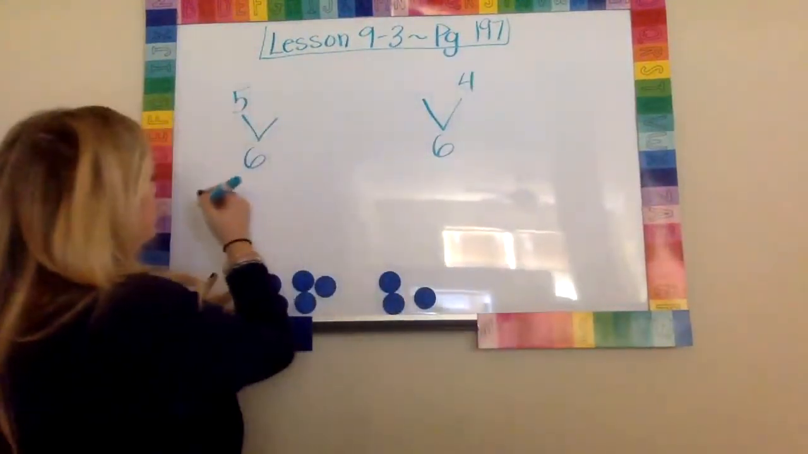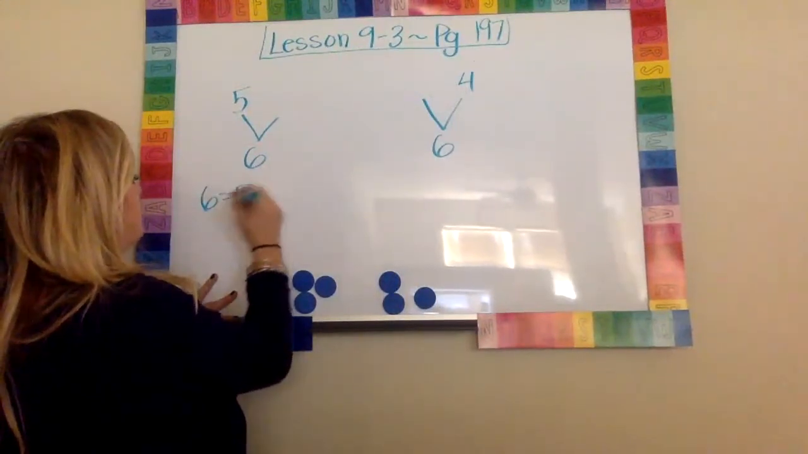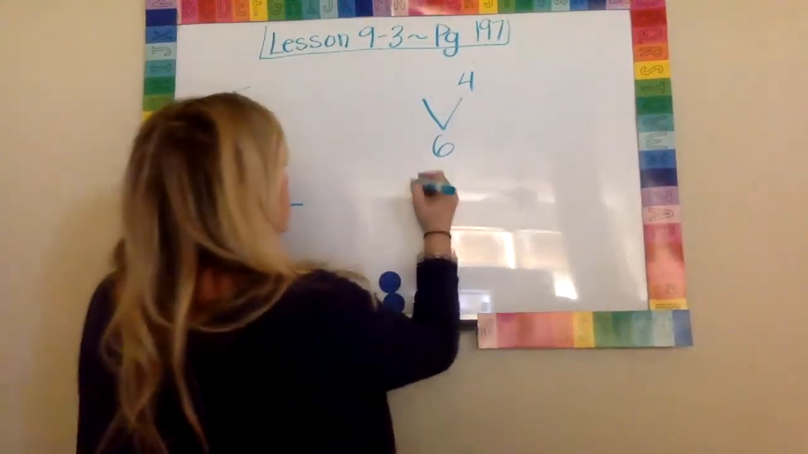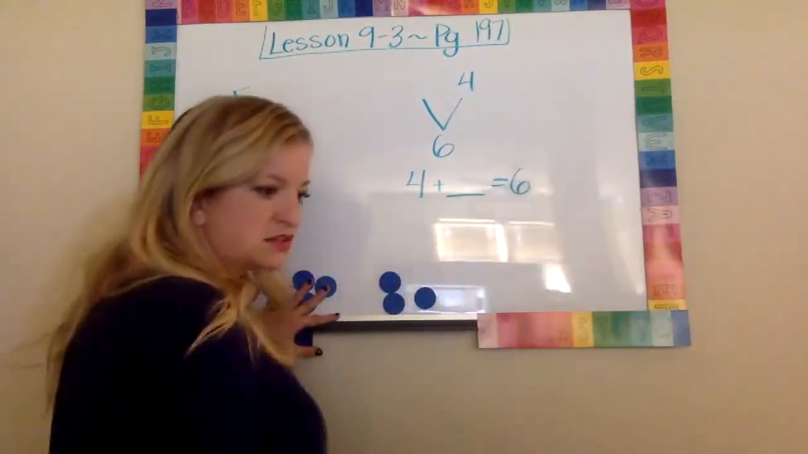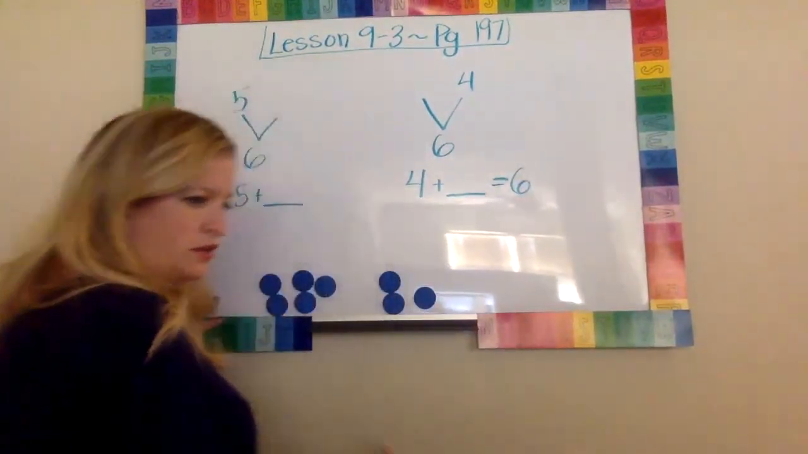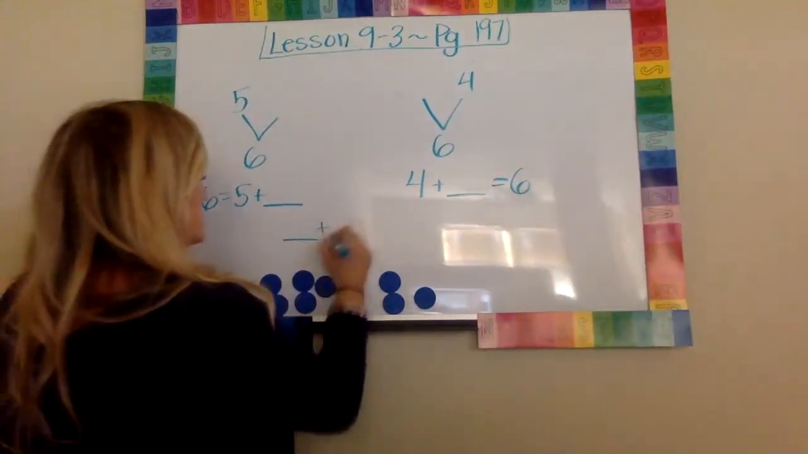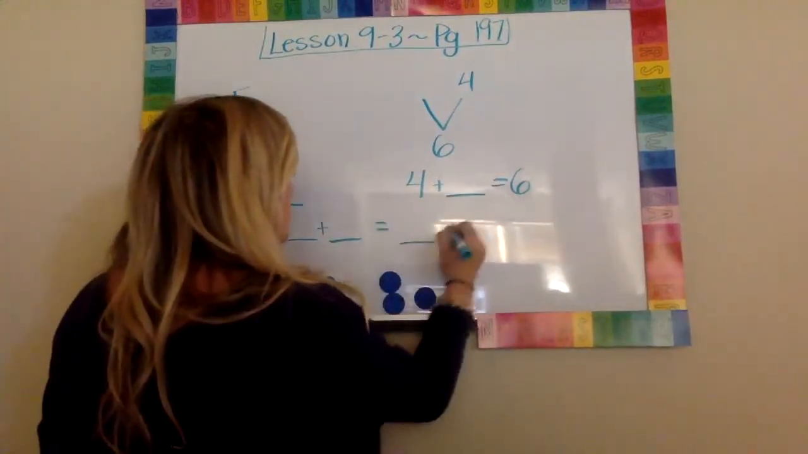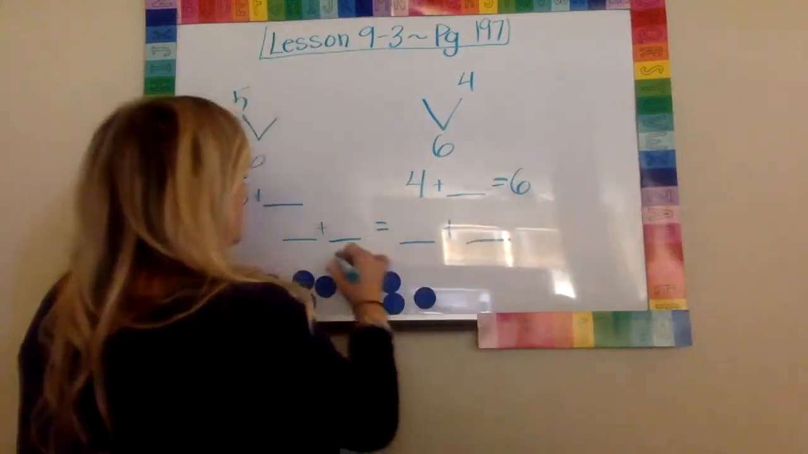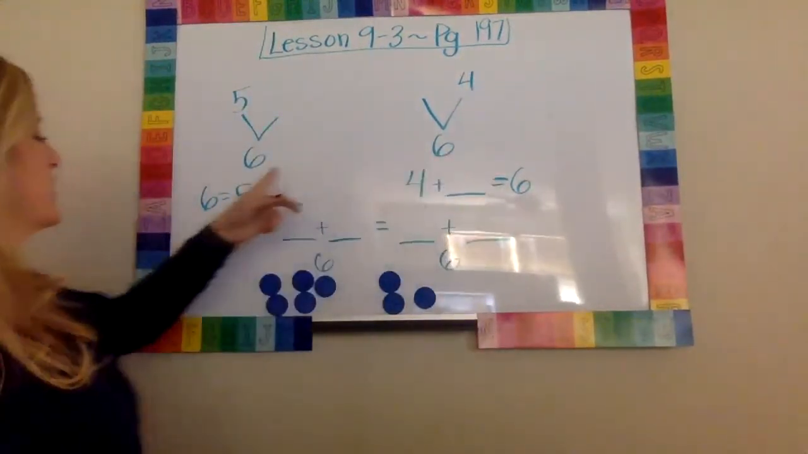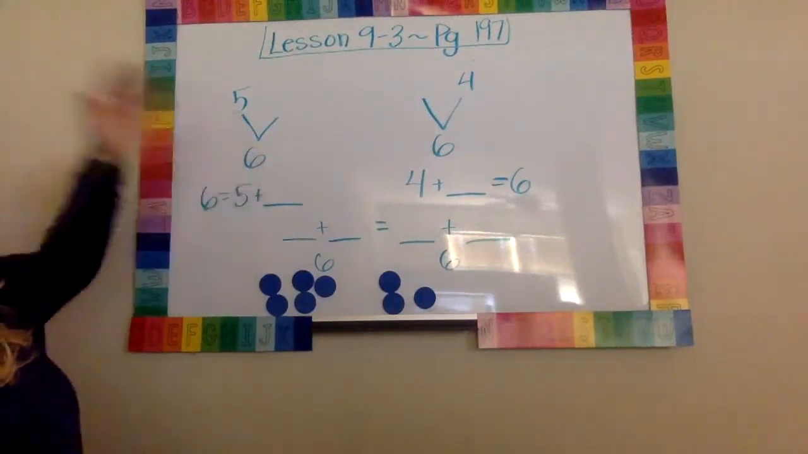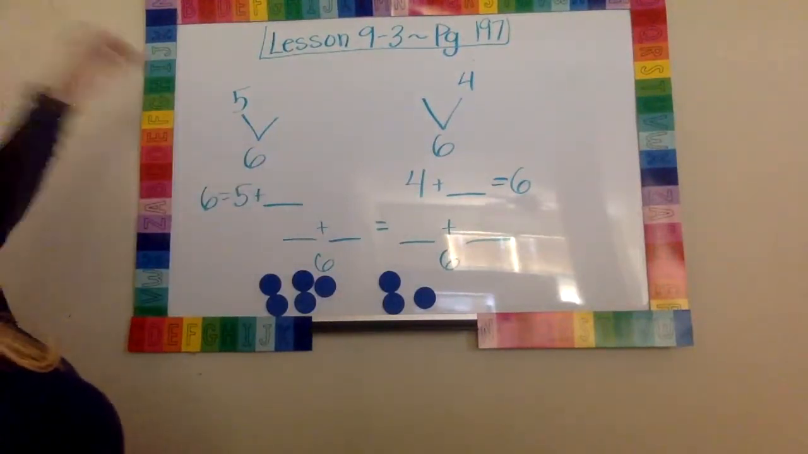So here it is 6 equals 5 plus blank. And here it is 4 plus blank equals 6. And then you have blank plus blank equals blank plus blank. But you know, both sides are going to equal 6. There it is, all around. Number bonds can look different, so don't let this trick you either.